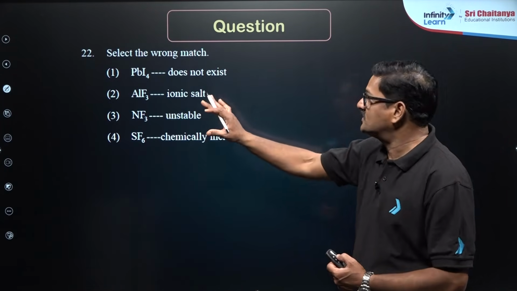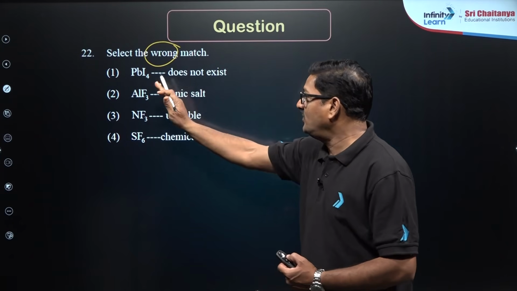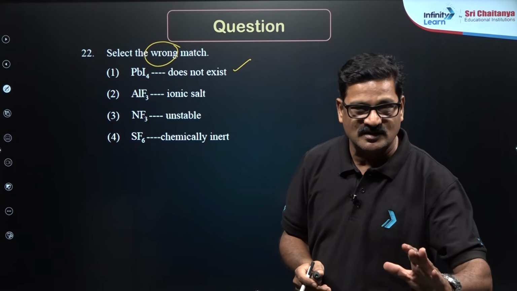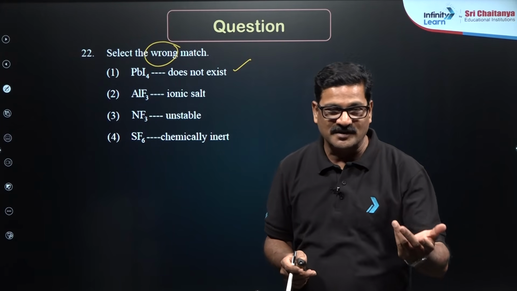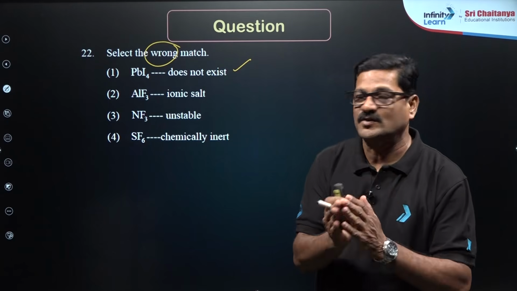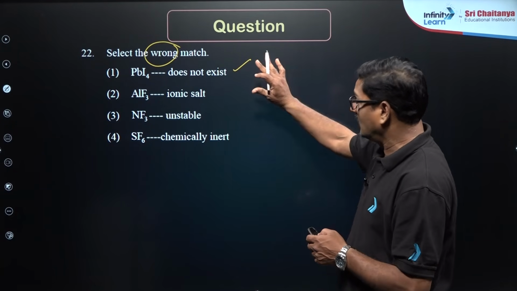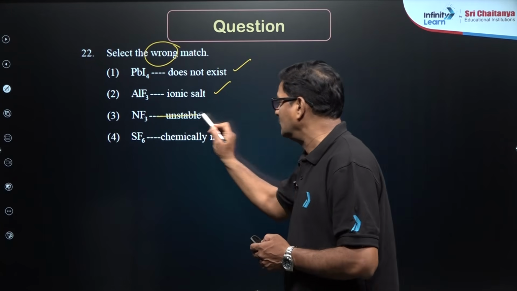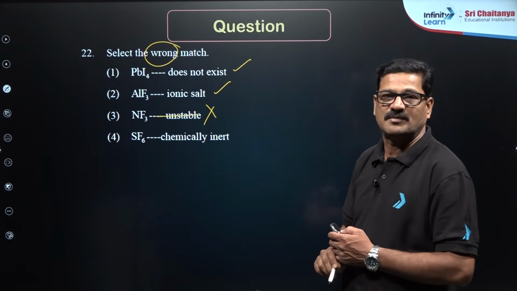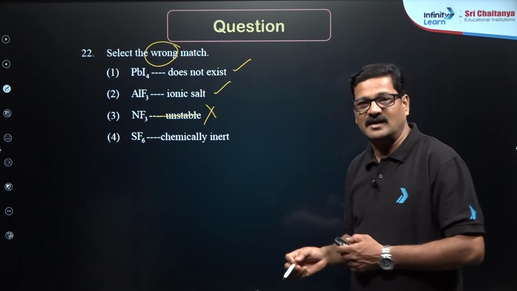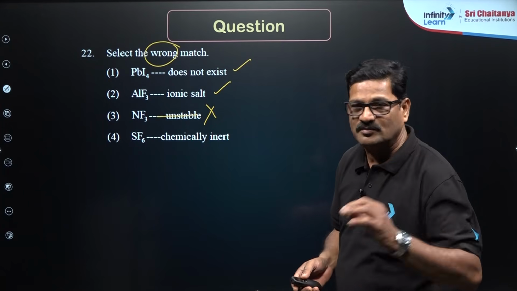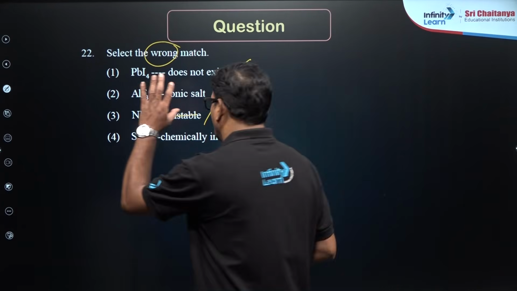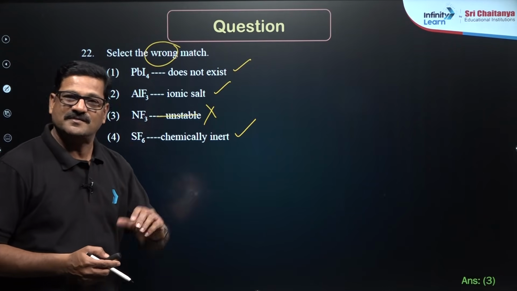Here it is a simple question, select the wrong match. PbI4 doesn't exist because of the inert pair effect. Pb plus 4 is not stable and I minus is a strong reducing agent. These two cannot stay together. So it doesn't exist, it is correct. AlF3 is an ionic salt. NF3 is unstable, wrong. NF3 is stable. And SF6 is chemically inert and it is an absolutely non-polar compound, and it is correct. So only 3 is a wrong match. Option 3 is the correct answer for this question.